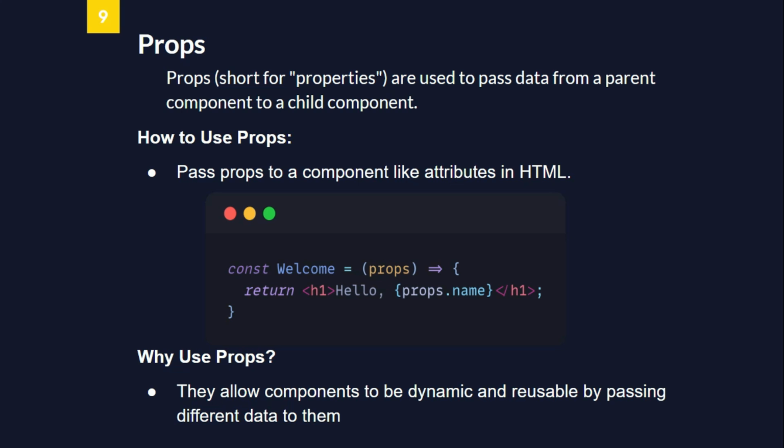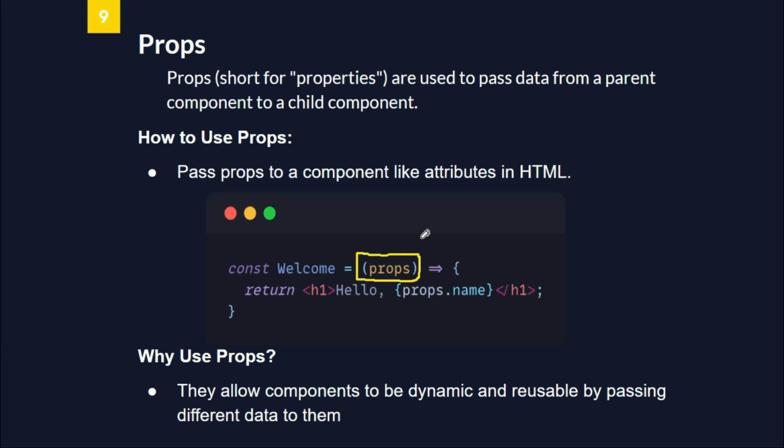So the next thing we'll be looking at is props. Props is a short form of properties, and they are used to pass data from a parent component to a child component. How do we use props? We use props by passing it to a component like HTML attributes. Here is an example. We can see a functional component over here, and this props is being passed as a parameter into the functional component, which is returning a JSX with an object props.name.